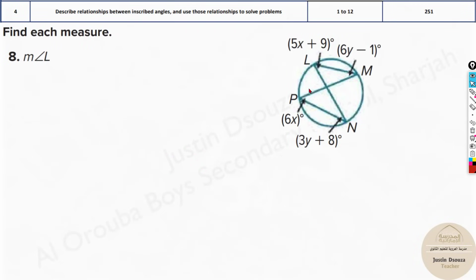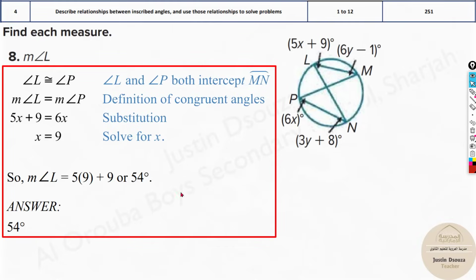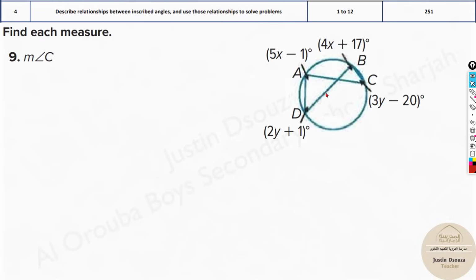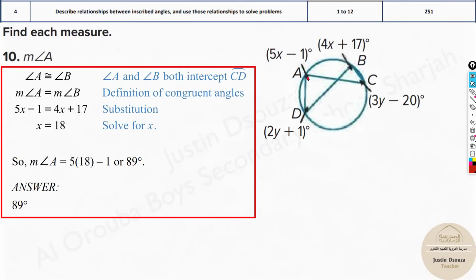Over here, L and P are congruent and you can equate them and solve it up. Here we have a different figure, but the concept remains the same. Look which is inscribed. This angle is inscribed and which is it equal to? Angle D, because D is also having the same ends. So then just equate it up and solve it up. Even with A and B are congruent to each other.